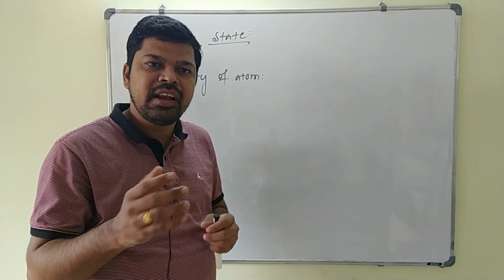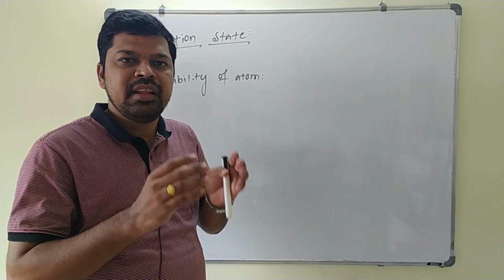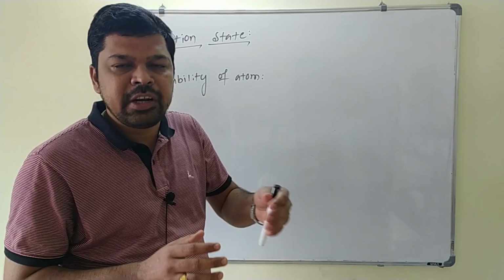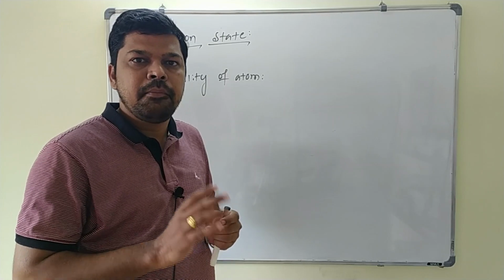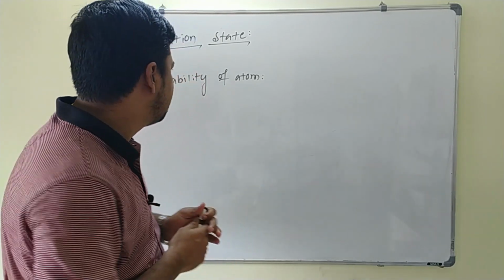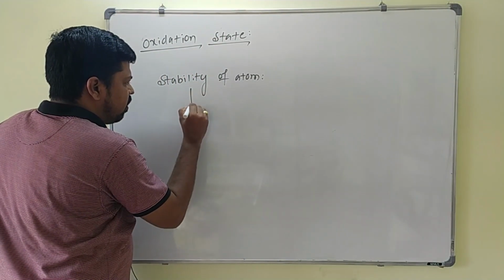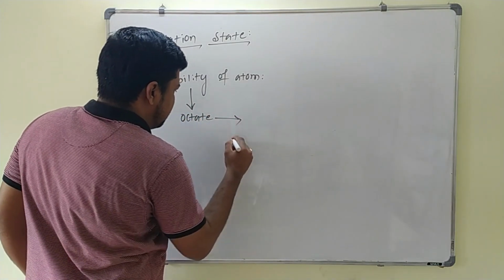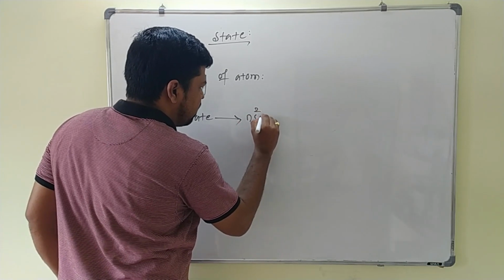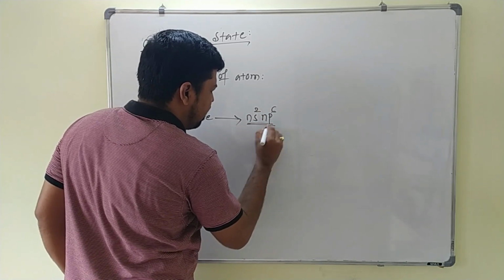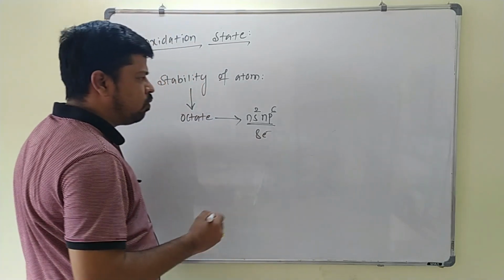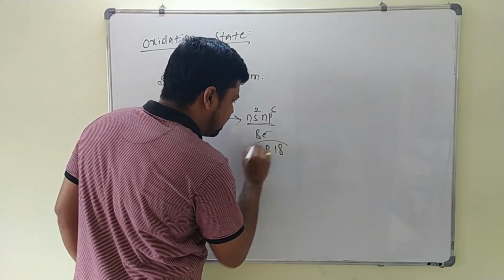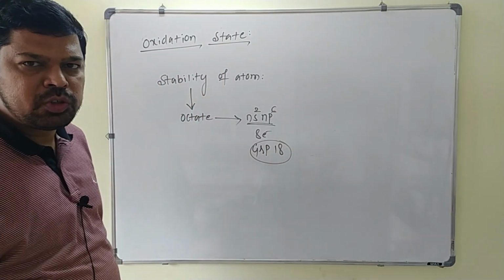But if you go for other elements in the periodic table, that is the elements other than group 18, all these elements try to achieve octet configuration in their valence shell by losing or gaining electrons. So here the stability of the atom depends on what? Octet configuration. Octet configuration is nothing but ns2 np6, 8 electrons in the outermost orbit. Group 18 elements have 8 electrons in their outermost orbit.